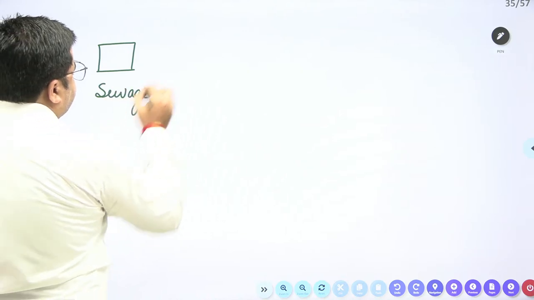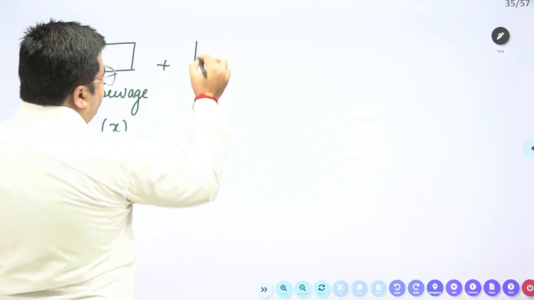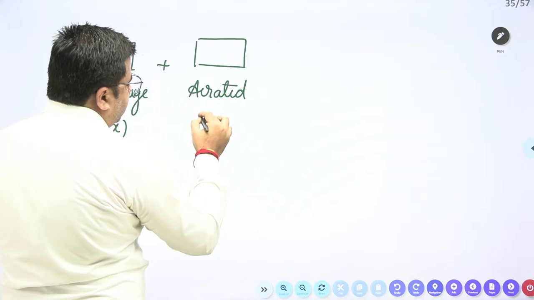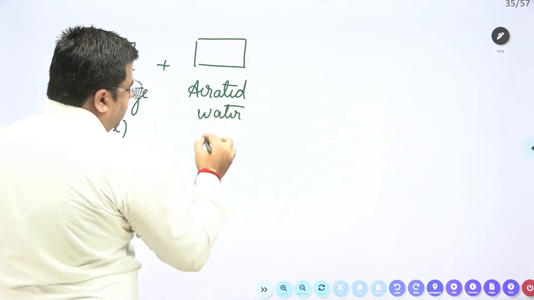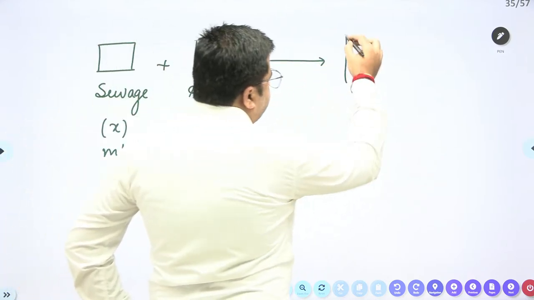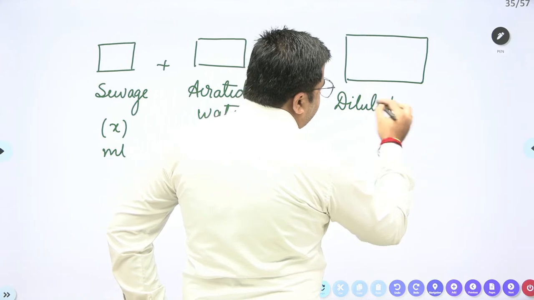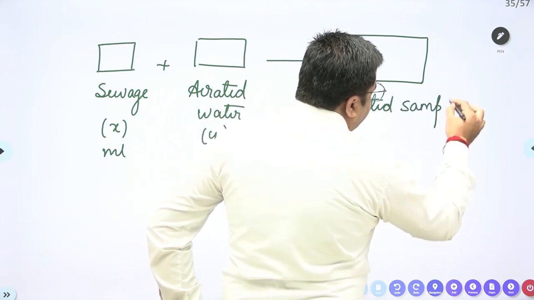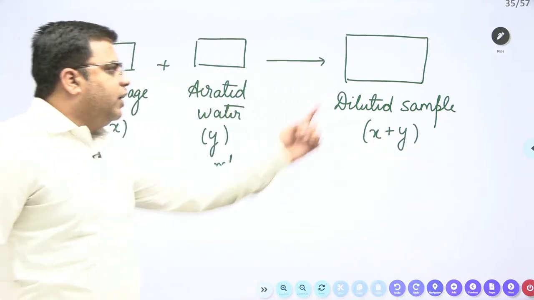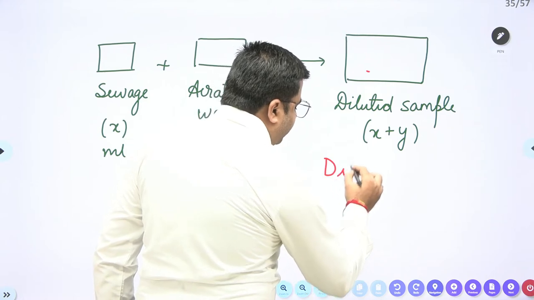So for this sewage we have, say the volume of sewage is X, right? X ml of sewage is mixed with aerated water of Y ml, and this diluted sample is prepared. The volume of this diluted sample is X plus Y ml, right? So if I talk about what will be the dilution ratio for this diluted sample, the dilution ratio or dilution factor, one and the same thing.